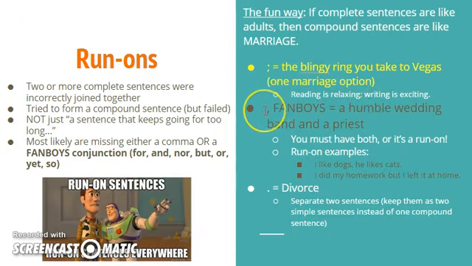Your second option is to do a comma and a FANBOYS word. And I like thinking about this like it's a plain little wedding band and a priest, or a rabbi, or a judge, or whatever you want. It doesn't have to be a priest, obviously. But the important part is to have both. A plain wedding band and an officiant of some kind. Because if you have just one and not the other, that's a run-on. And this is where most run-ons come from.